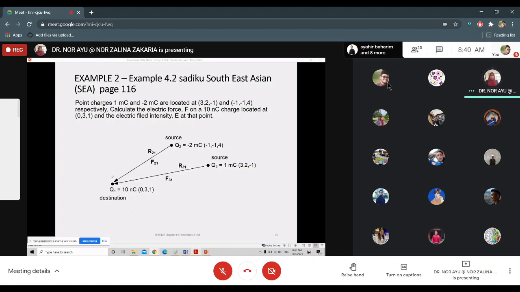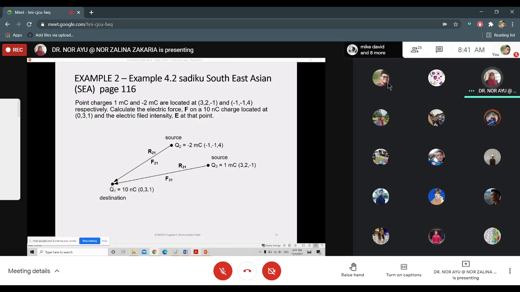Again, if you have a question like this and the figure is not given to you, what you have to do first is please draw the figure, so you can see which is the source and which is the destination. Make sure you draw where your charges are and where your source and your destination are, so it is clear which one you need to find. Alright, so now for this question, you need to find the force, and then find E at point Q1, or at charge Q1.